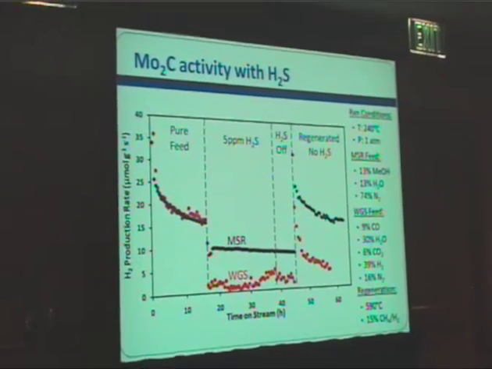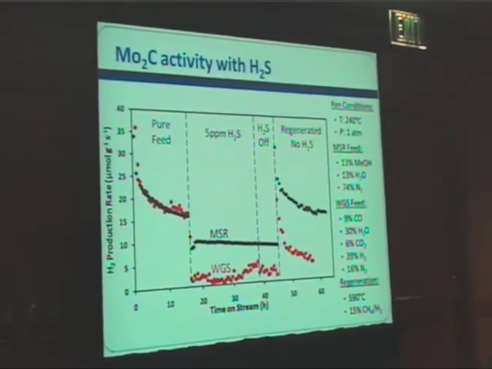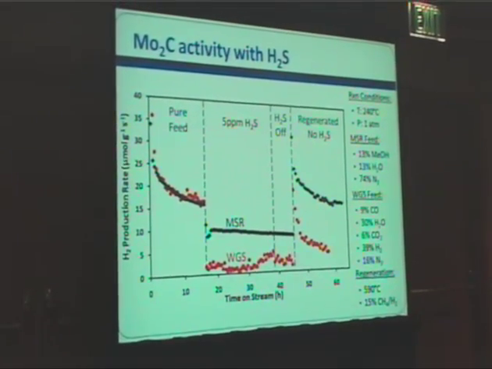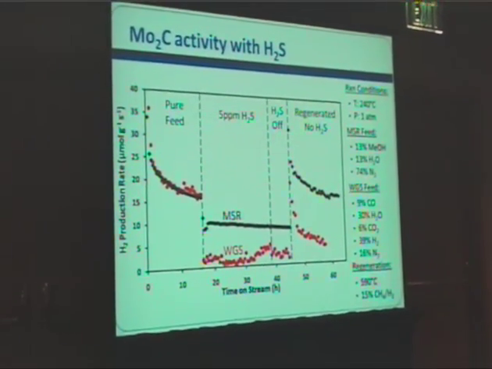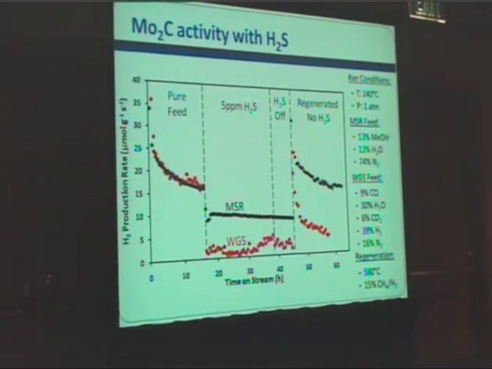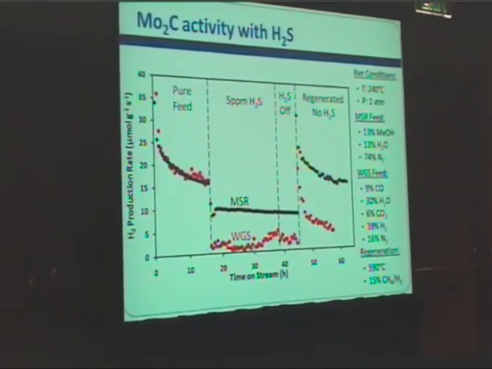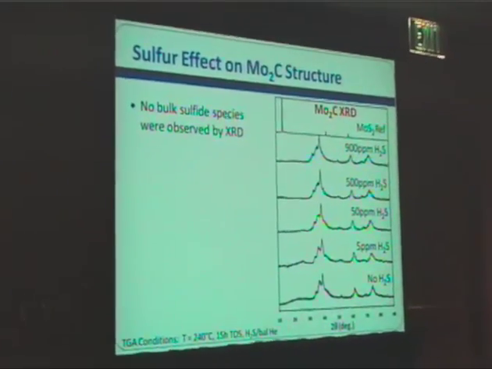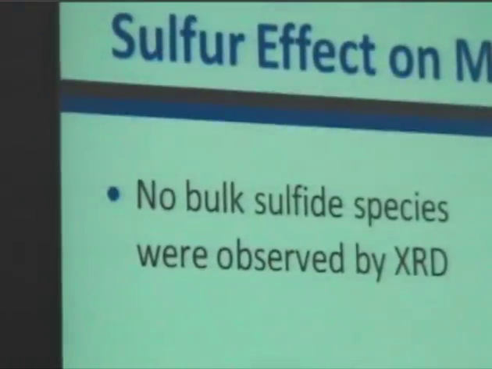So there's a clear difference in what's going on over the same catalyst, same temperature, same sulfur concentration, but a different reaction. And so there's some extra sulfur tolerance exhibited under steam reforming conditions than shift. I'll mention this a little bit more later and discuss this. But first I want to talk about the effect on the structure. So first we wanted to look at the bulk structure.